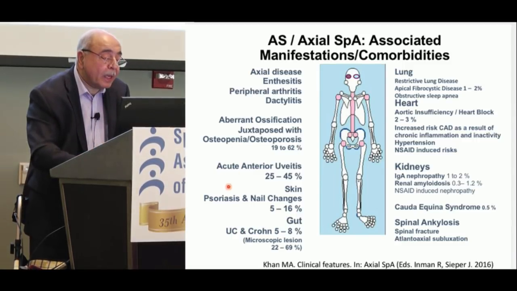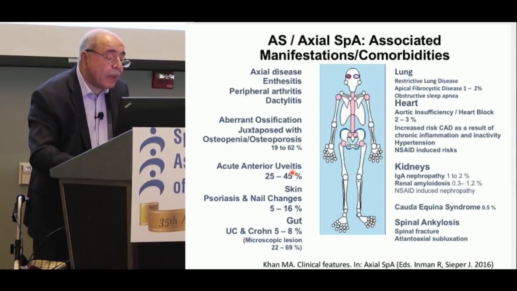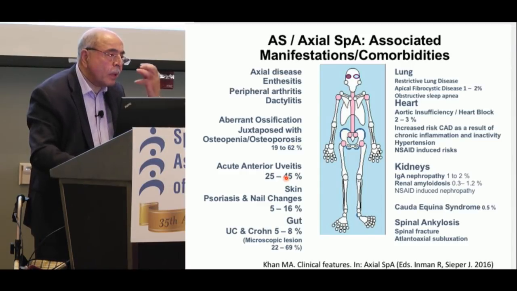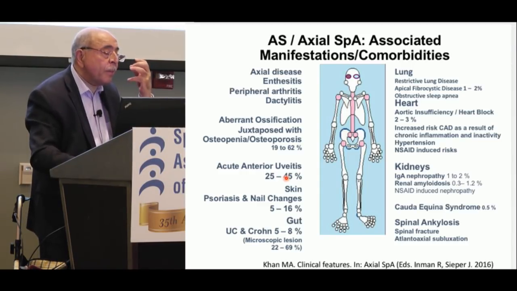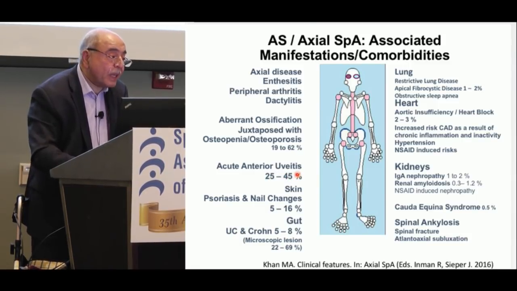And acute anterior inflammation of the eye, anterior uveitis, is the commonest extra-articular manifestation. And luckily, usually patients get maybe 4, 5, 7 of these recurrent attacks, but it's very easy to treat. It responds very nicely to topical steroid eye drops and also dilatation of the pupil, and tends to heal quite easily. So this is the most common extra-articular manifestation.